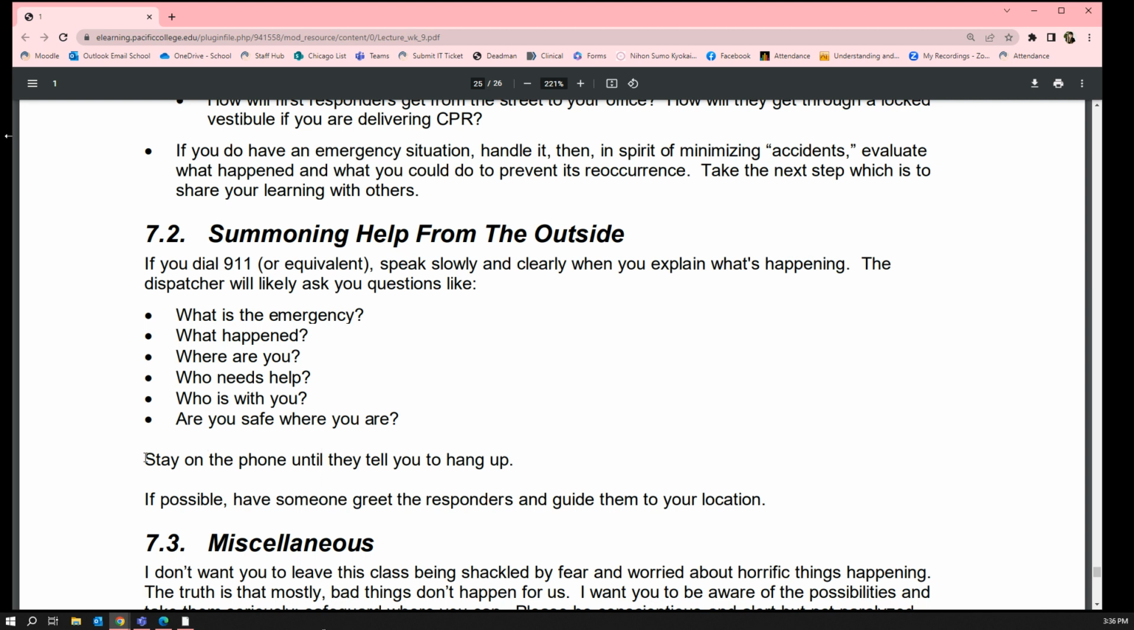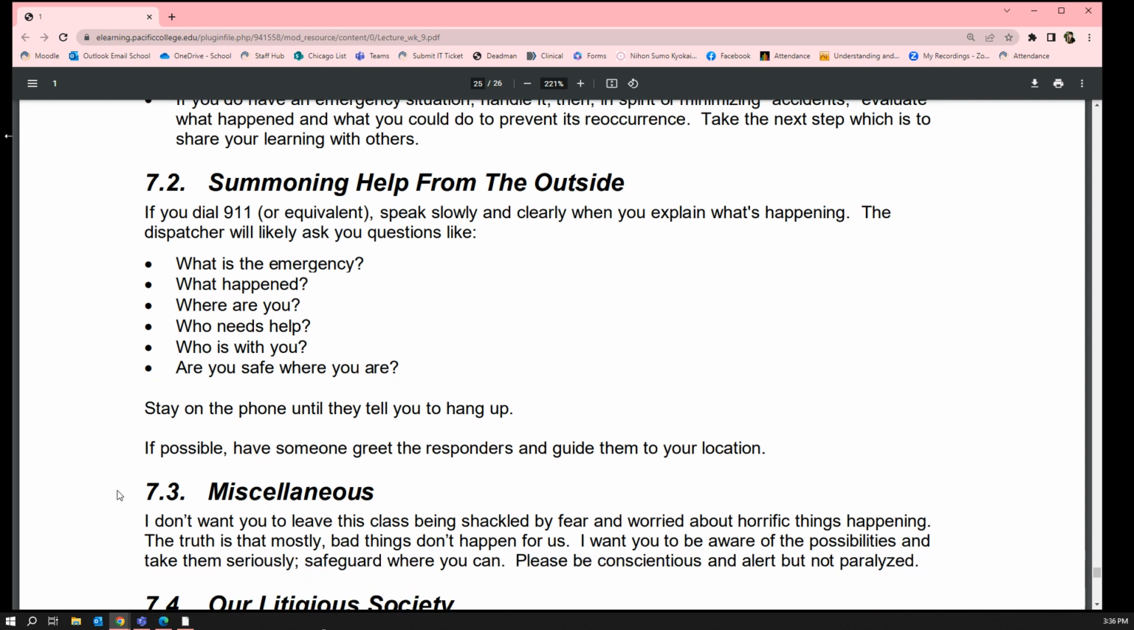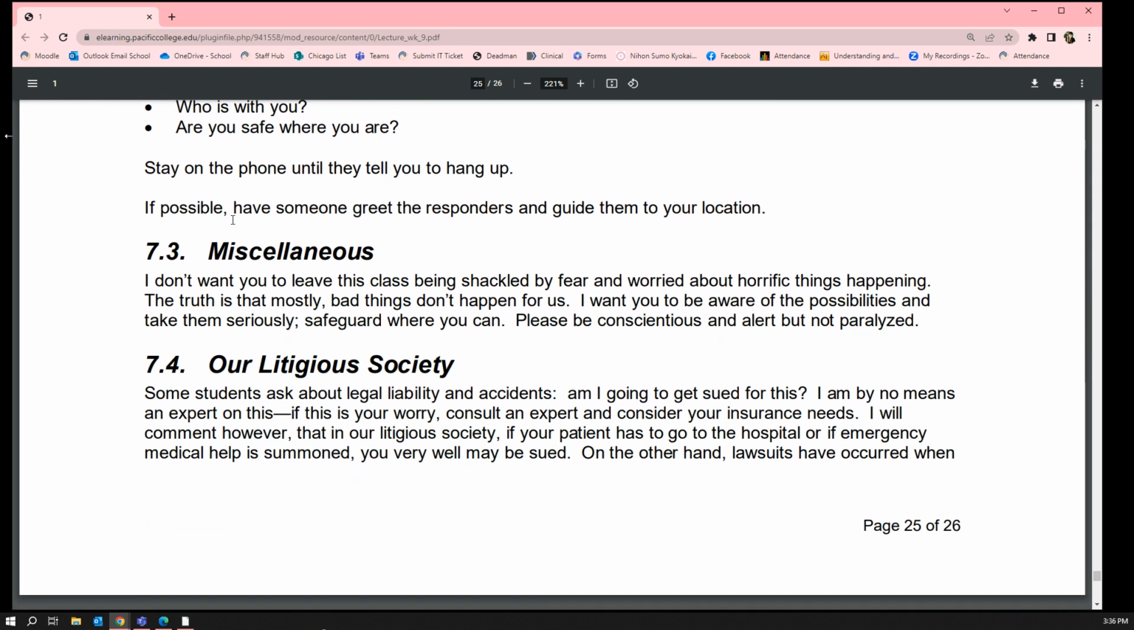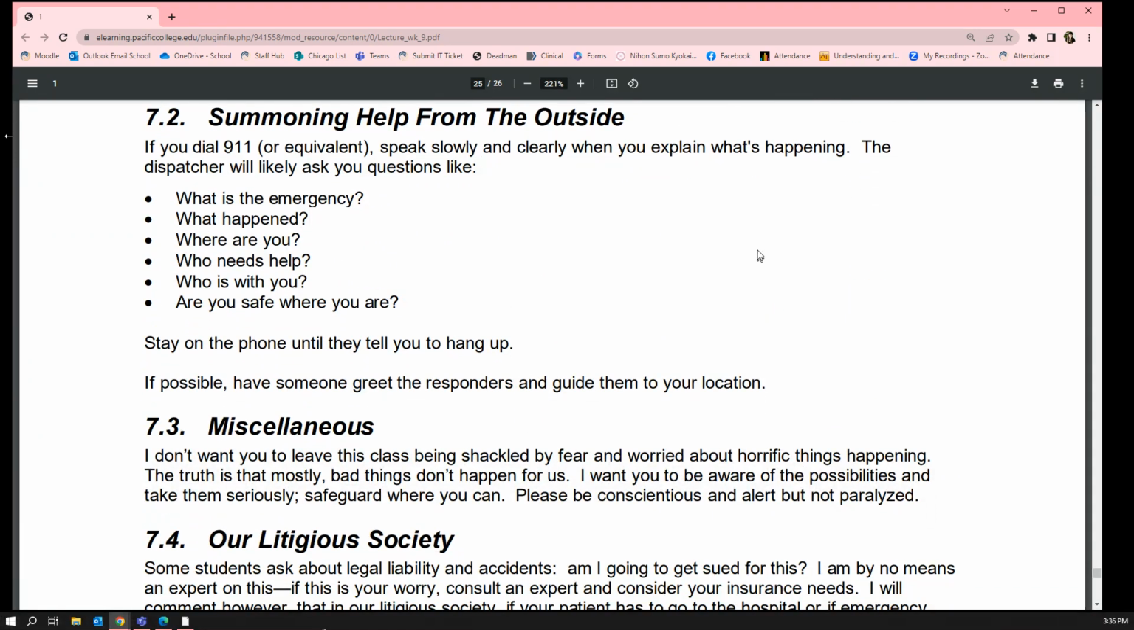Generally, they will want you to stay on the phone until they tell you to hang up, which will usually be when EMS arrives. If possible, have someone greet the responders and guide them to your location while you stay on the phone, while you stay with the patient.